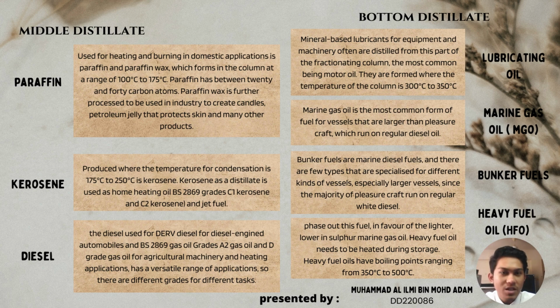The results of the middle distillate are paraffin, kerosene, and diesel. Paraffin is used for heating and burning in domestic applications, and there is also paraffin wax, which forms in the column at the range of 100 degrees C to 175 degrees C. Paraffin has between 20 and 40 carbon atoms. Paraffin wax is further processed to be used in industry to create candles, petroleum jelly that protects skin, and many other products.